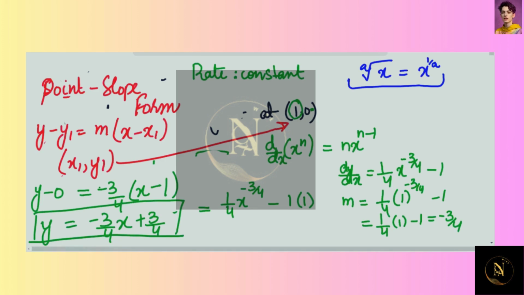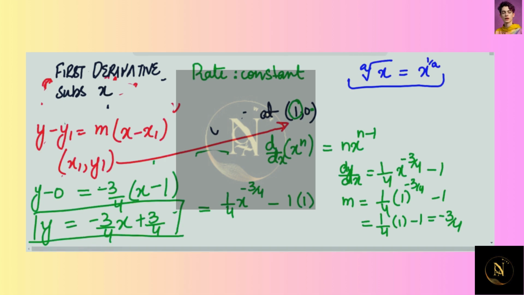And that's it. Let's recall all that we've done. First we found the first derivative using differentiation, then we substituted x and got the gradient m. Then we substituted the gradient m and the point we were given, (1, 0), into the point slope form, and we got the equation of the tangent line.